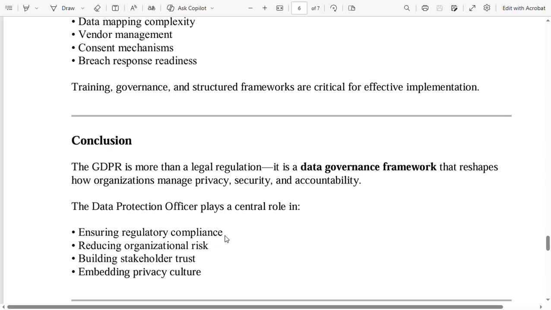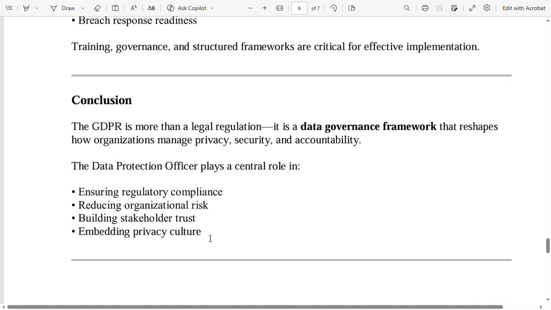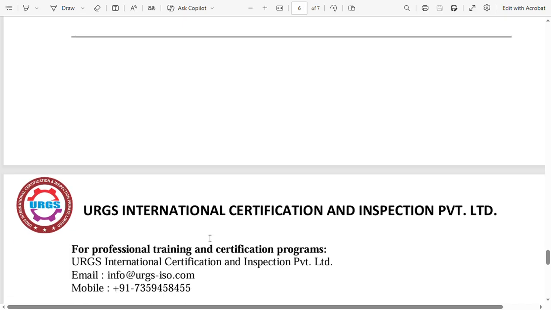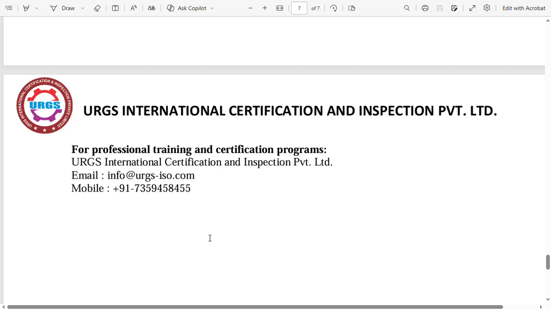In conclusion, the GDPR is more than a legal regulation. It is a data governance framework that reshapes how organizations manage privacy, security, and accountability. The data protection officer plays a central role in ensuring regulatory compliance, reducing organizational risk, building stakeholder trust, and embedding privacy culture.